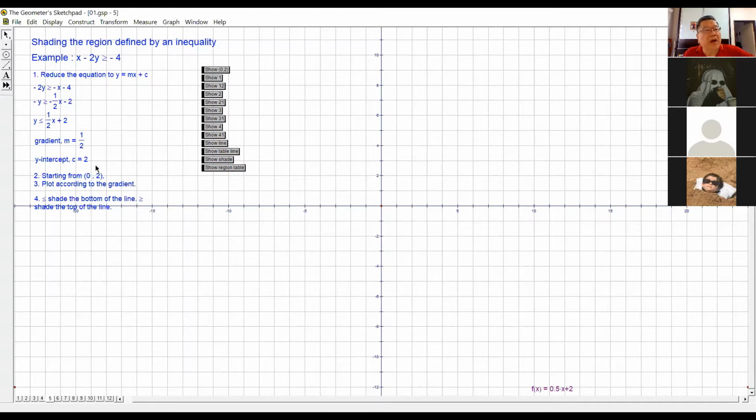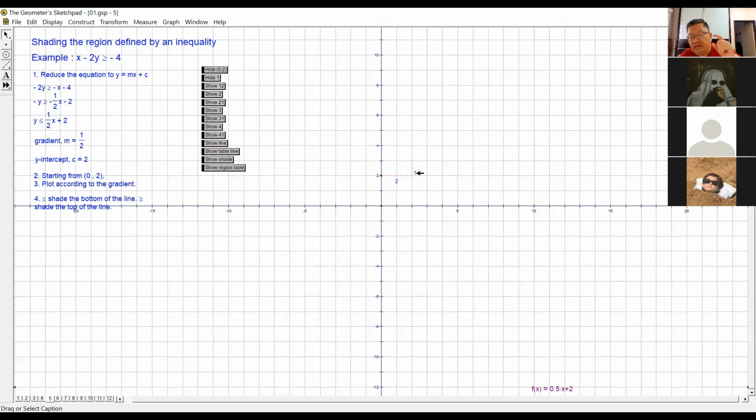Okay, so now I know the intercept is 2, 0. I mark the point 2, 0. So this is the point 2, 0, right? Then I move according to the gradient. The gradient is 1 over 2. Now this 1 over 2 means that the vertical distance is 1, the horizontal distance is 2.